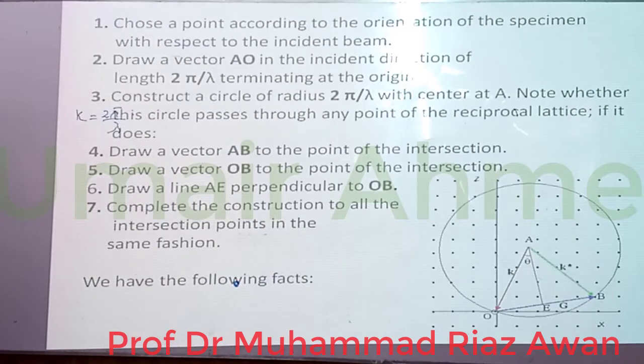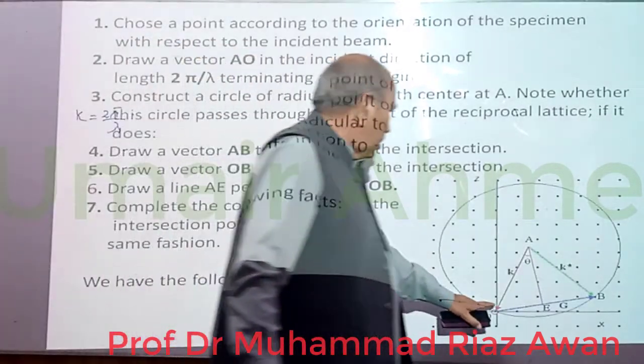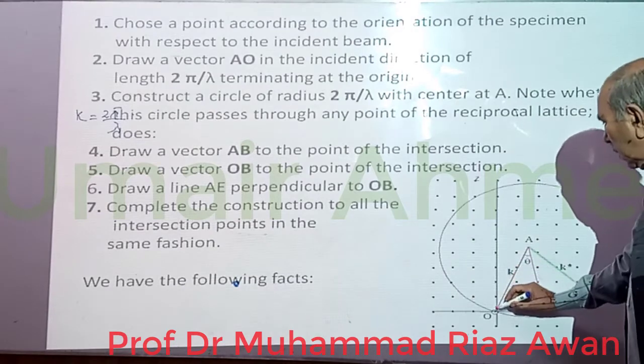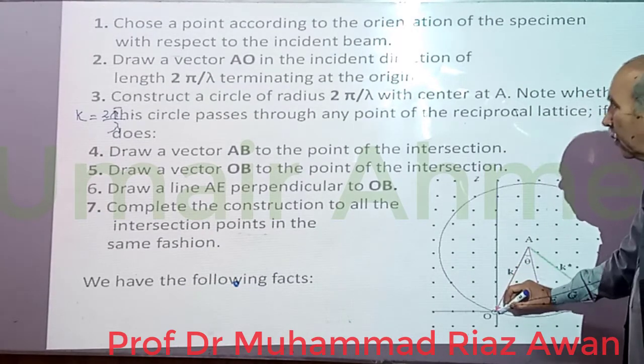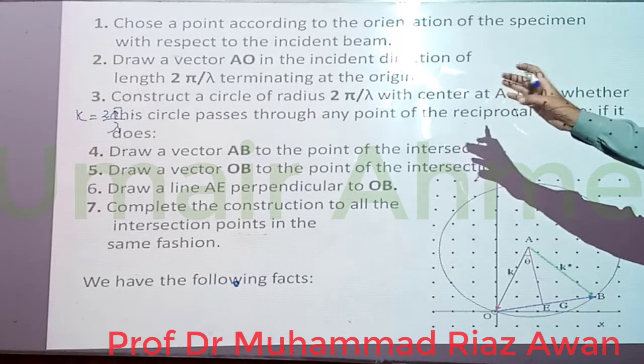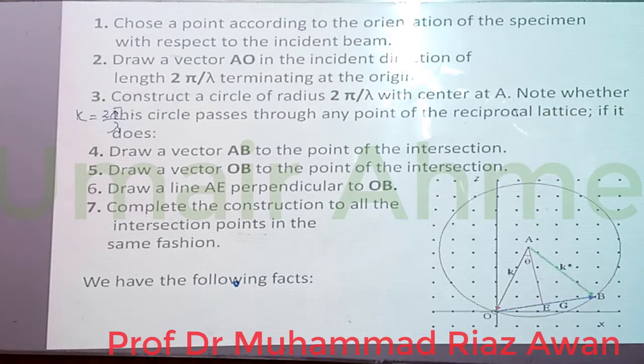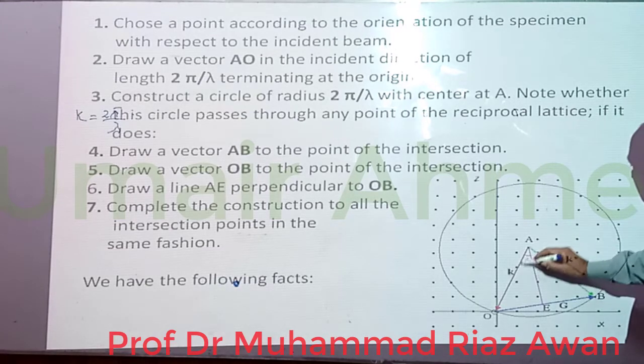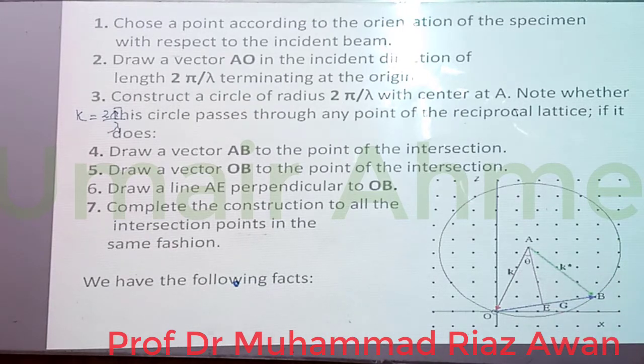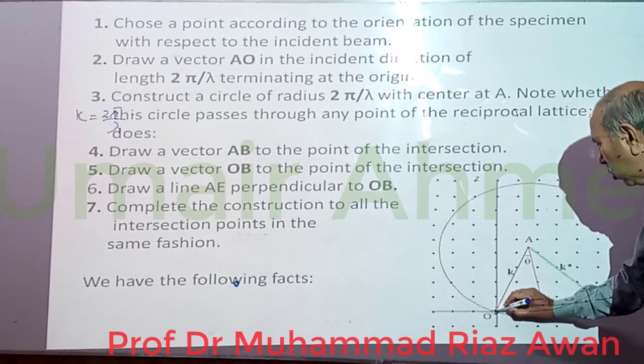Now, what I will do is, I will choose a point according to the orientation of the specimen with respect to the incident beam. I have chosen this point with an incident direction, okay, and then I will draw a vector AO in the incident direction of propagation of X-rays, and its length is 2 pi divided by lambda, and it terminates at the origin. This I will take O as the origin.